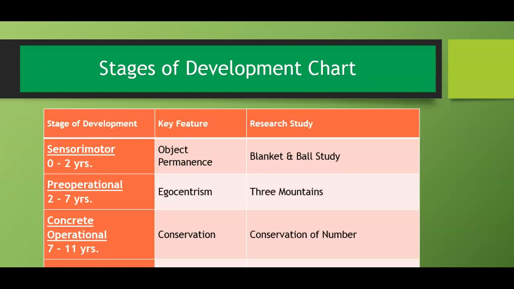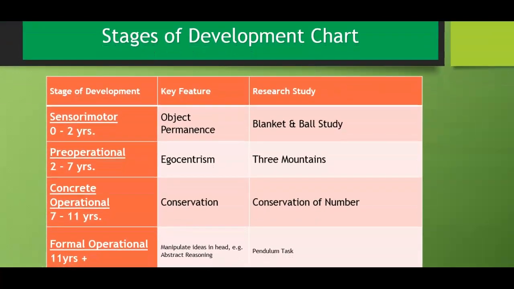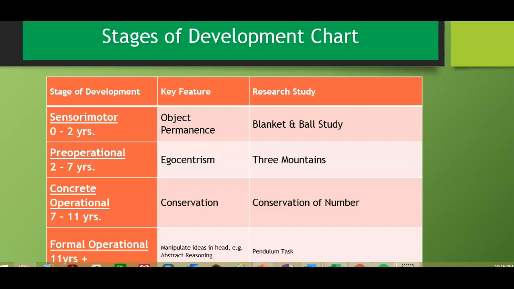So these are the stages of development, and I've charted it for you guys to see. Let me bring the frame down a little bit so you guys can see the whole frame. All right, so the stages of development chart. The first is sensory motor, and this is from 0 to 2 years old. Again, this is when they begin to understand object permanence, i.e., the ball and blanket.